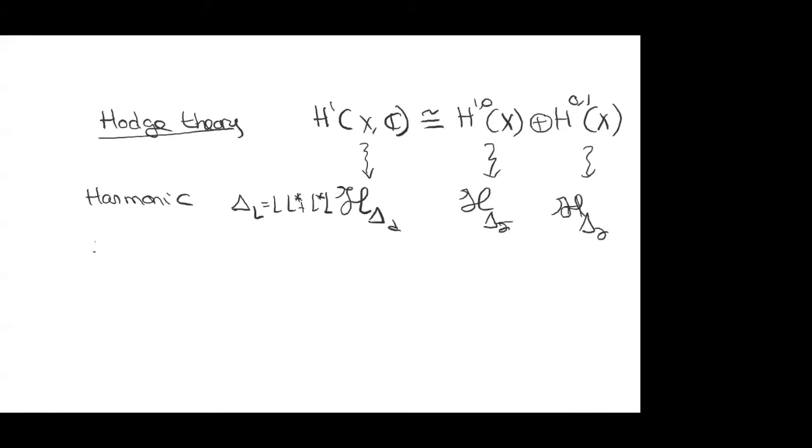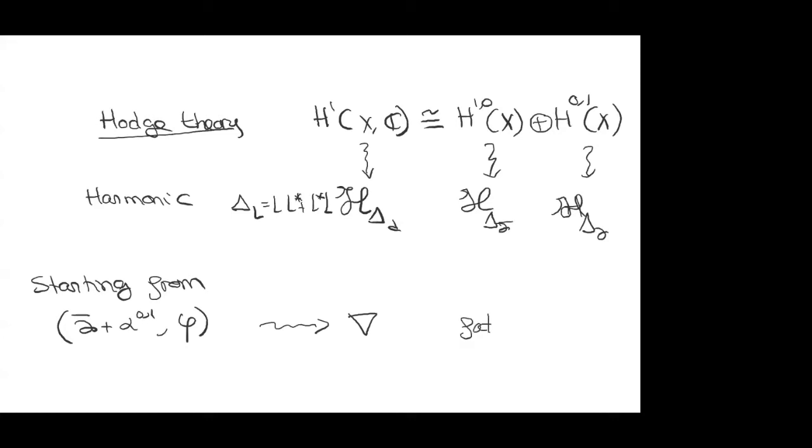Okay. So starting from a Higgs bundle, say a delta bar operator, which will be given by delta bar plus some 0-1 form, and a Higgs field, we want to build a flat connection. And how does one do that? Well, take the Chern connection, first of all, for some Hermitian metric.